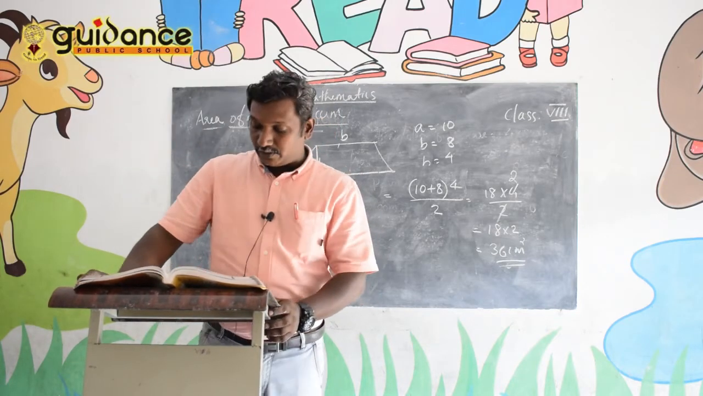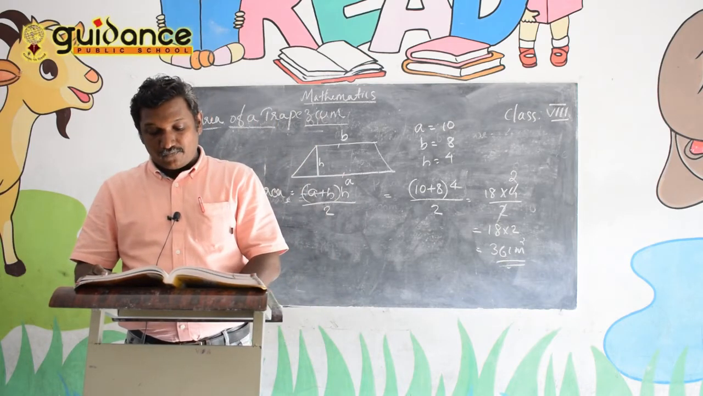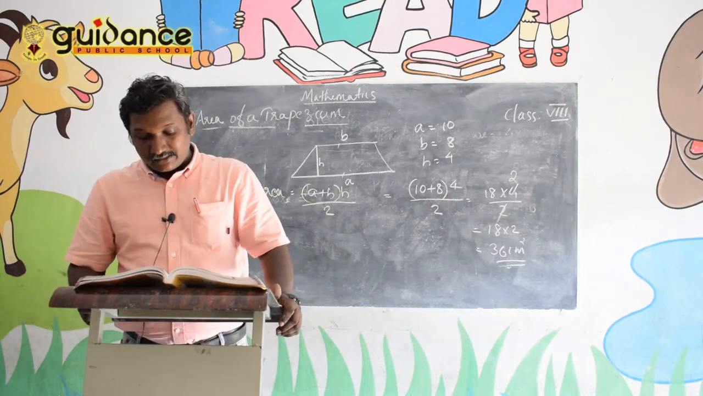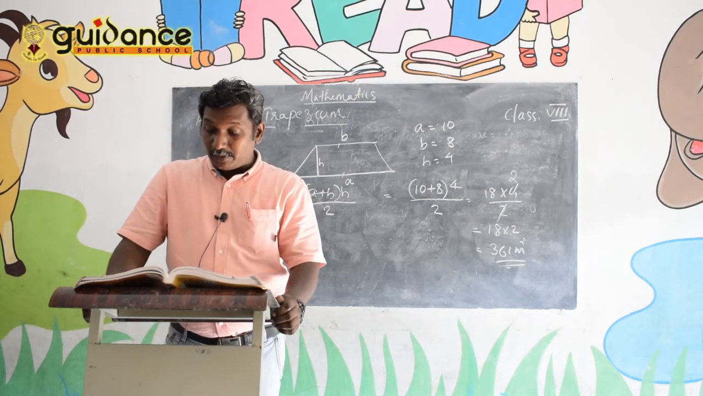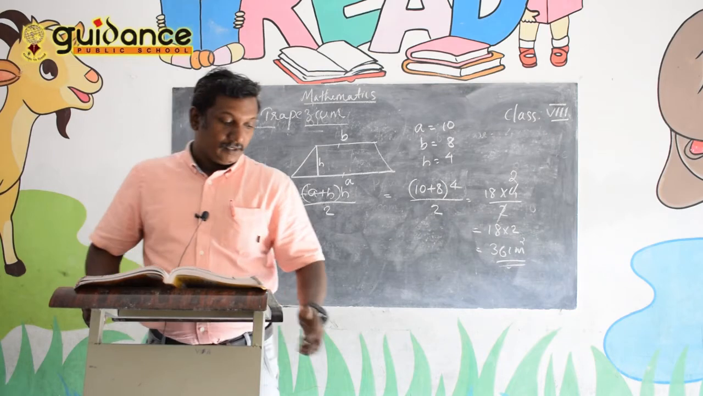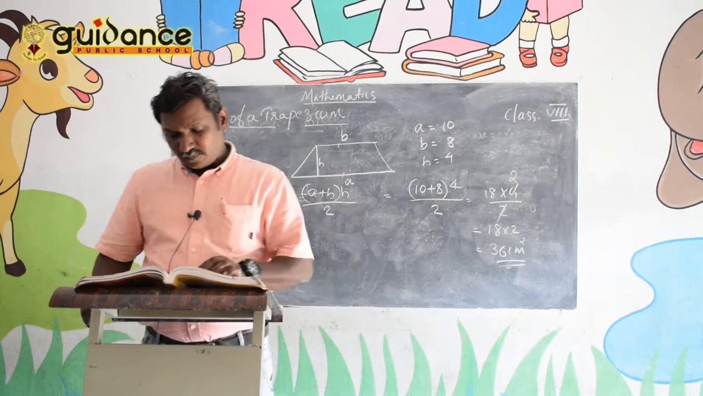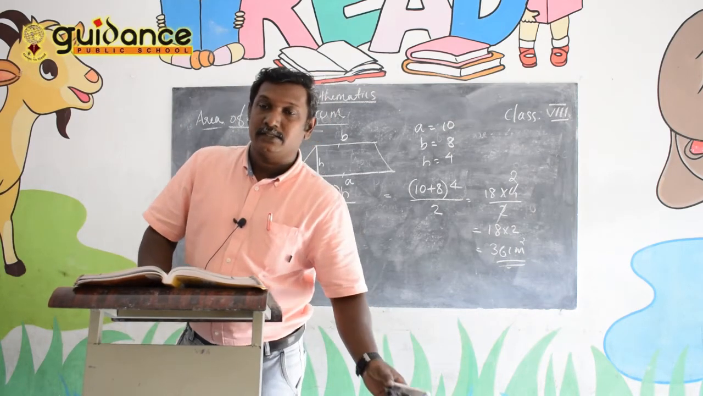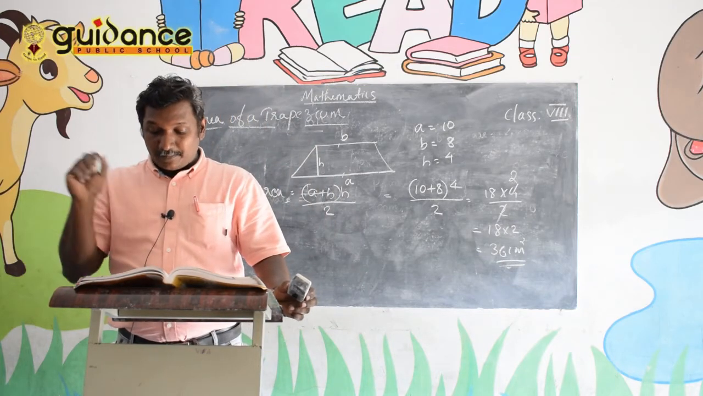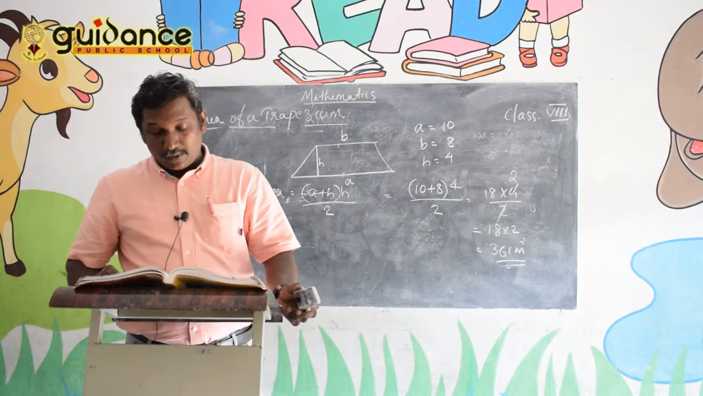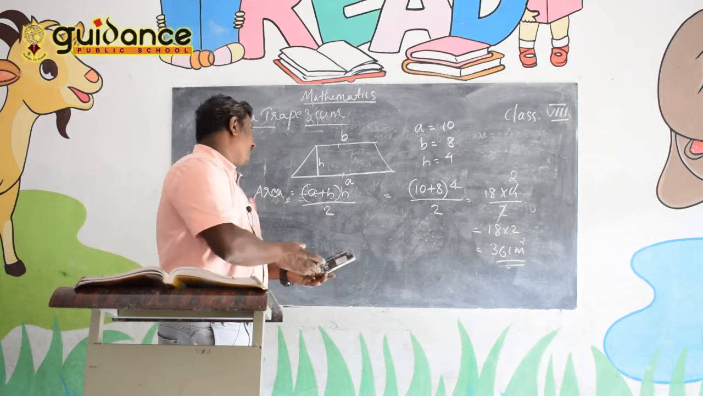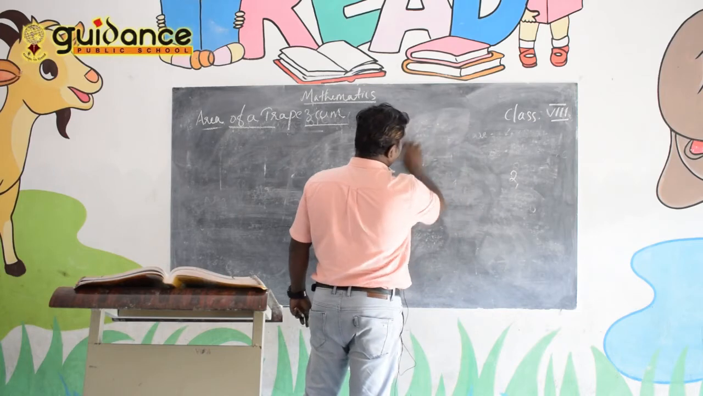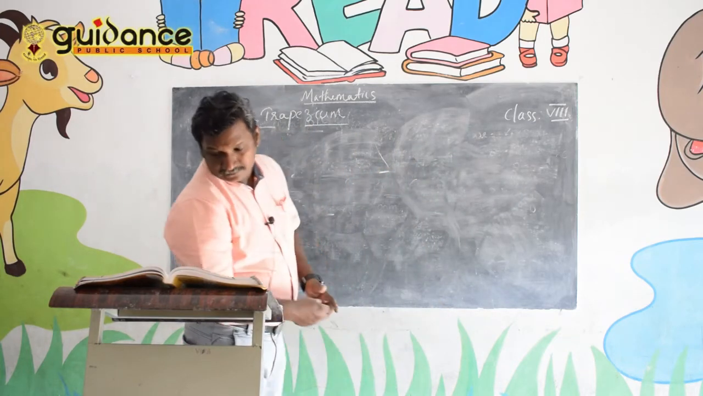So one example from the textbook we can do. Exercise 11.2. The shape of the top surface of a table is a trapezium. Find its area if its parallel sides are 1 meter and 1.2 meter and the perpendicular distance between them is 0.8 meter. So the given shape is trapezium, and everything is given in meter. They are all decimals.